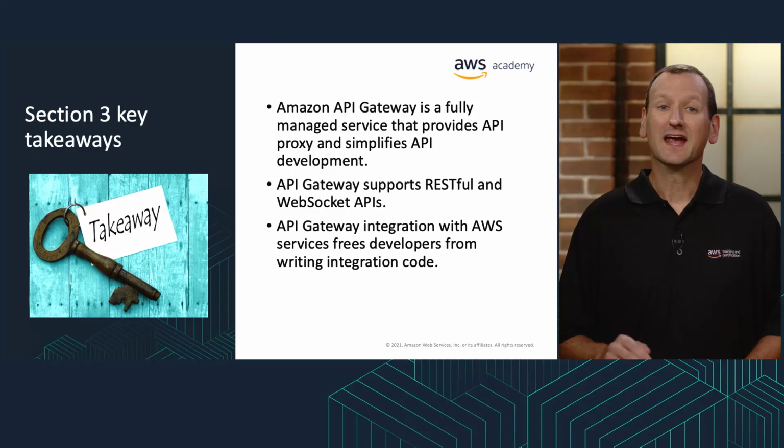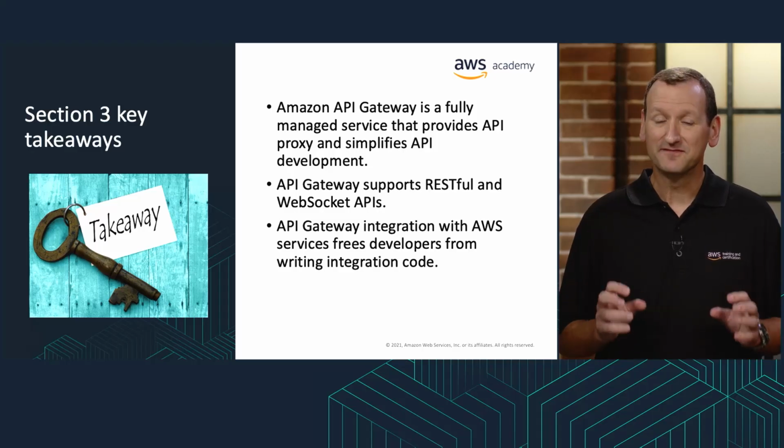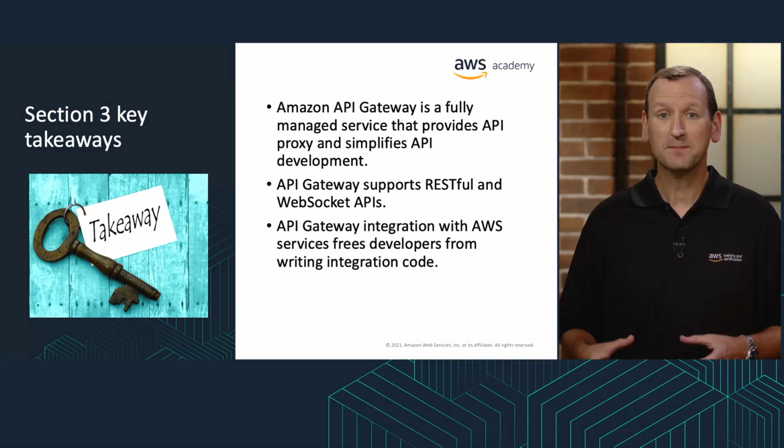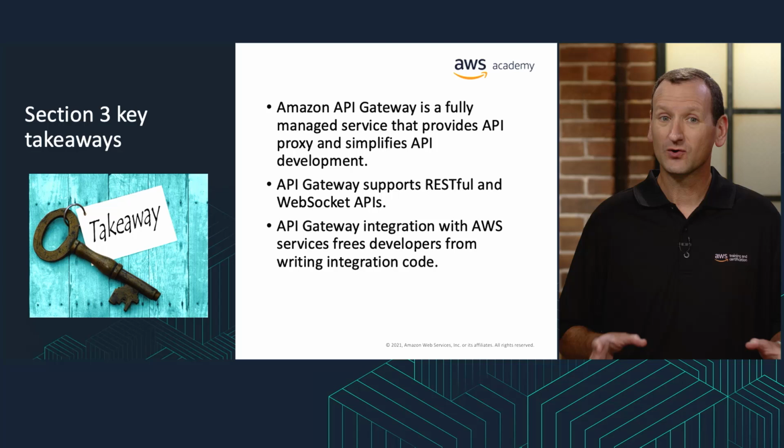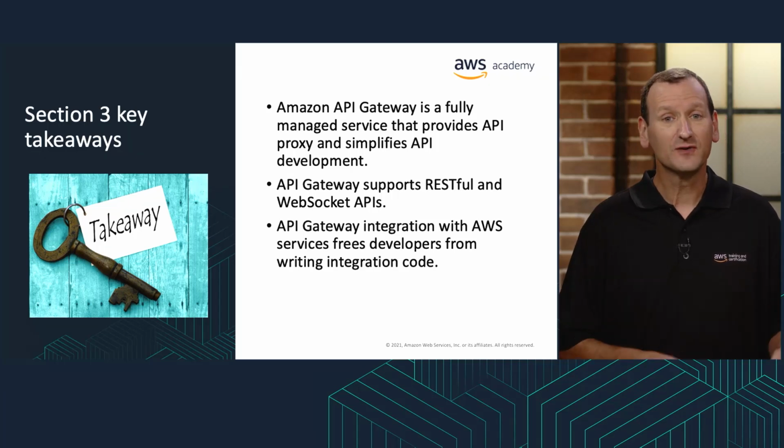Here are the key takeaways from this section of the module. Amazon API Gateway is a fully managed service that provides API proxy and simplifies API development. API Gateway supports RESTful and WebSocket APIs. API Gateway integration with AWS services frees developers from writing integration code.